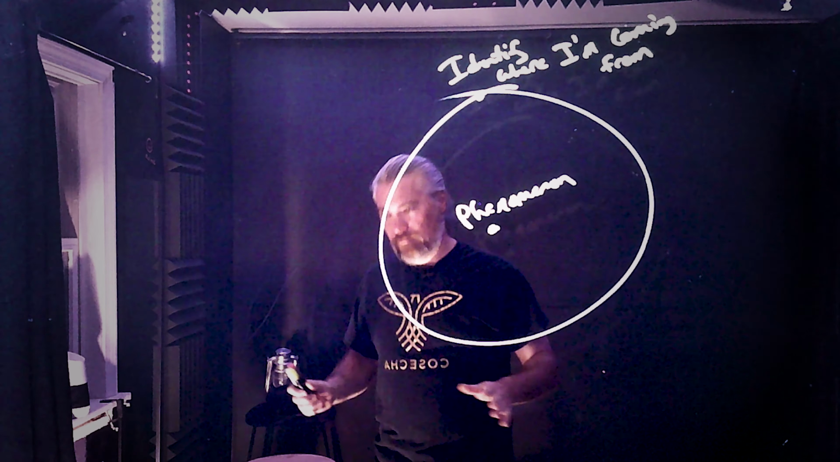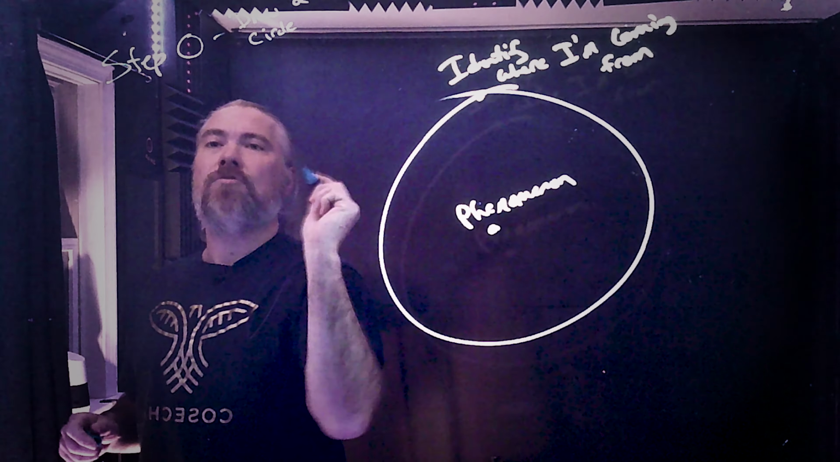So that brings us to step 3. Step 3 is listen. You know what? Let's write all these down. Step 0, draw a circle.